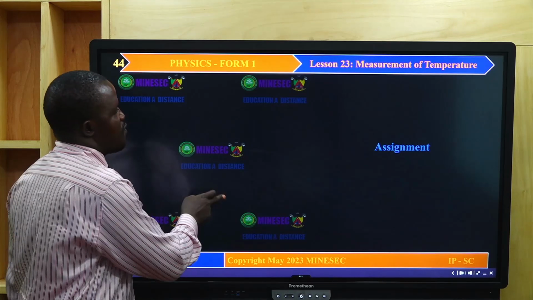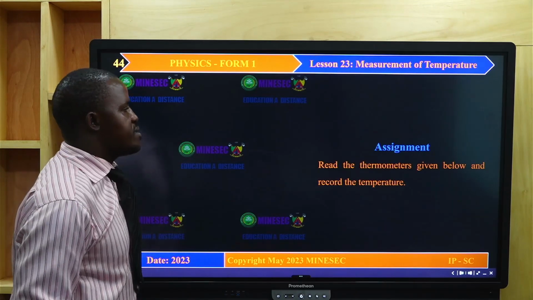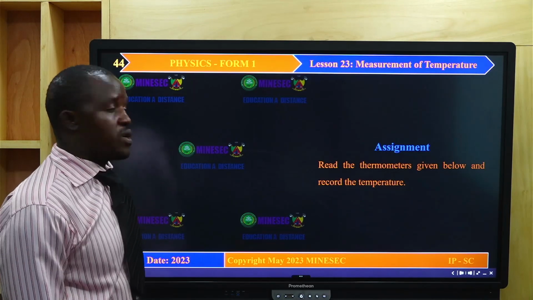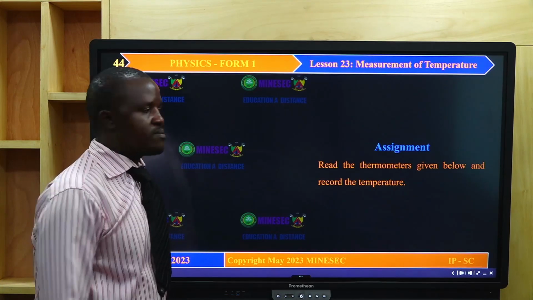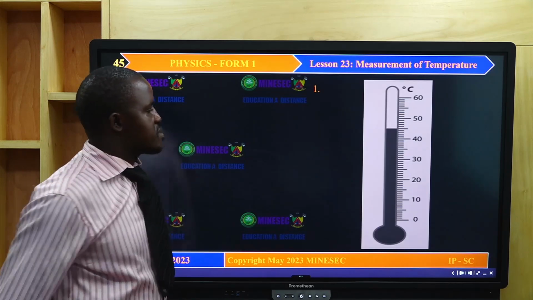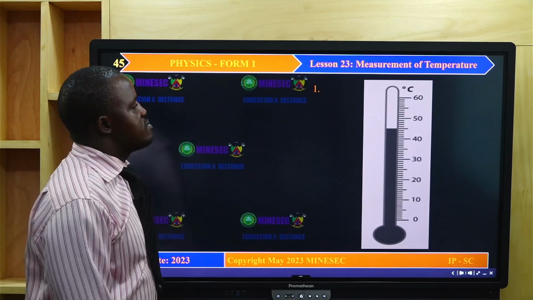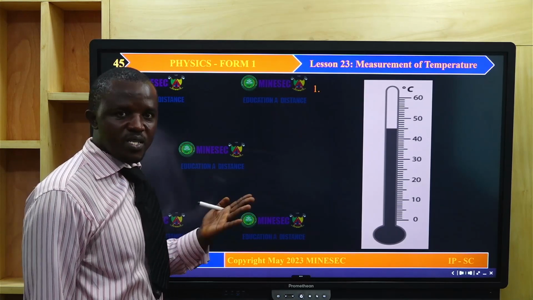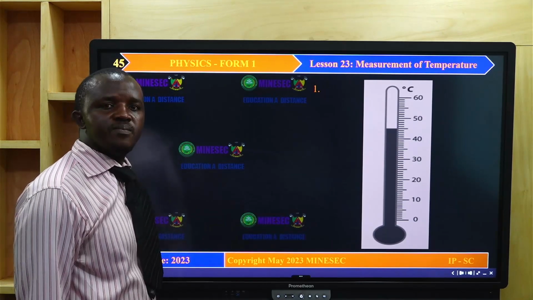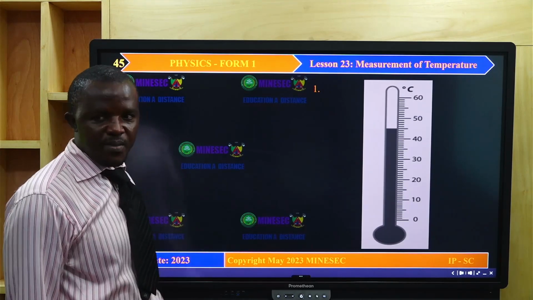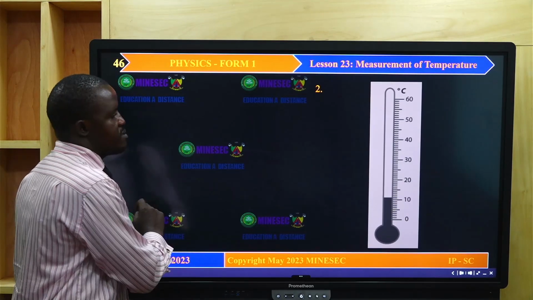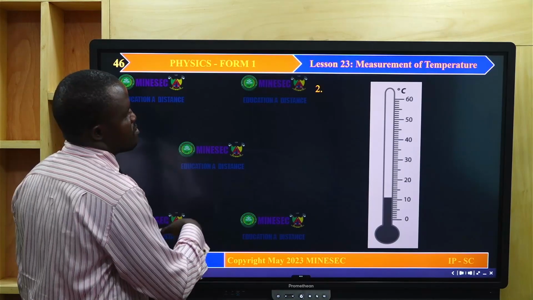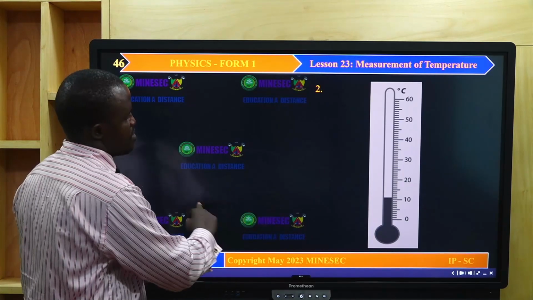As our assignment for today, read the thermometers given below and record the temperature. Okay? So let's get it. Can you see this? Which is the smallest scale, or what is the smallest scale division here? We have done a number of them in the course of this lesson. Okay? And then the reading, scale division, reading.